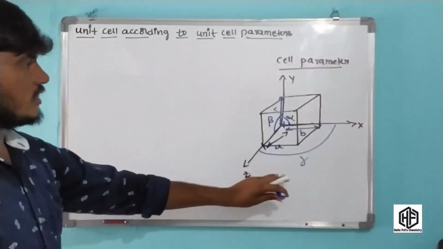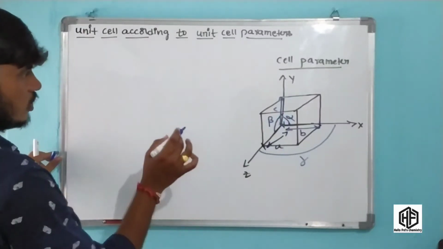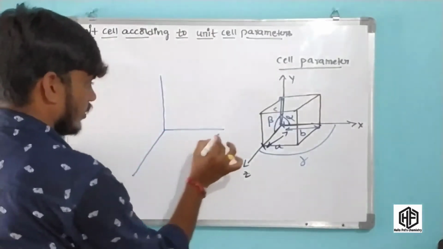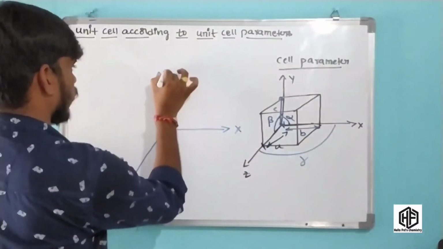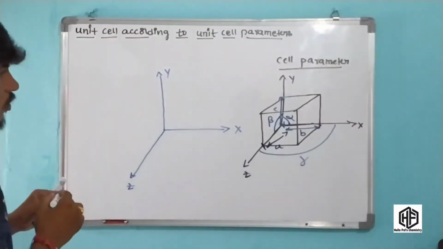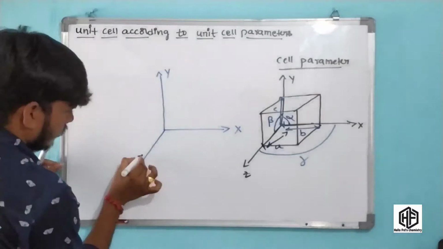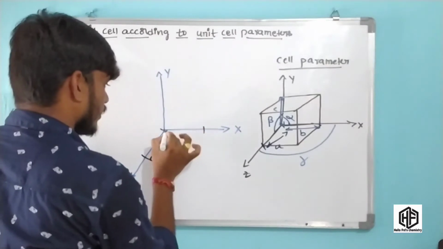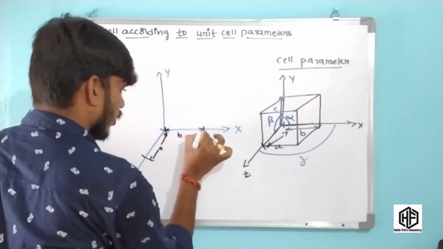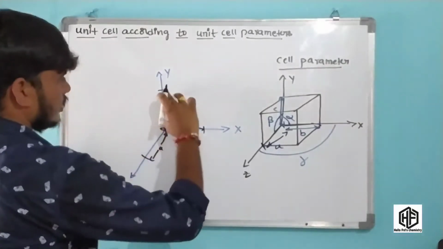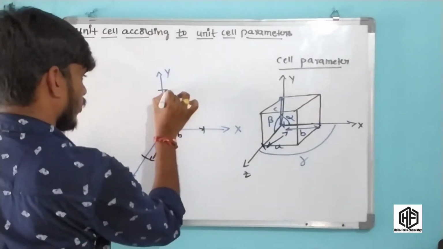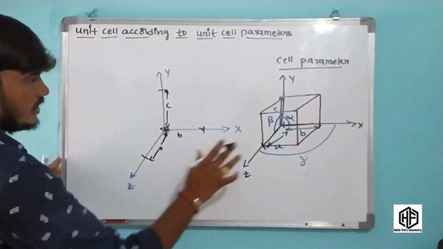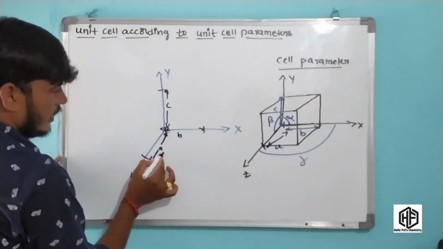Okay, friends, now we have to consider the cell parameters of this unit cell. I am representing a clear-cut diagram of this unit cell like this. This is the x axis, this is the y axis and the z axis. This axis length is a, this axis length is b, and this side edge length is c. Okay, friends, a, b, c are the lengths of this unit cell.